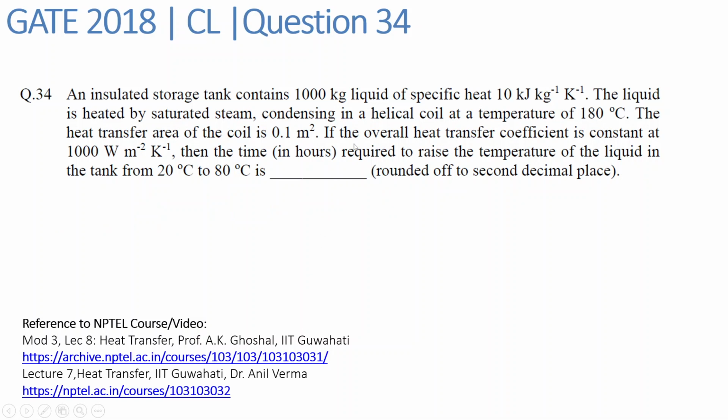Hello everyone, this is question 34 of grade 28 in chemical engineering paper from the subject of heat transfer, and the question is: an insulated storage tank contains 1000 kg liquid of specific heat 10 kilojoule per kg Kelvin. The liquid is heated by saturated steam condensing in a helical coil at a temperature of 180 degrees Celsius. The heat transfer area of the coil is 0.1 meter square.